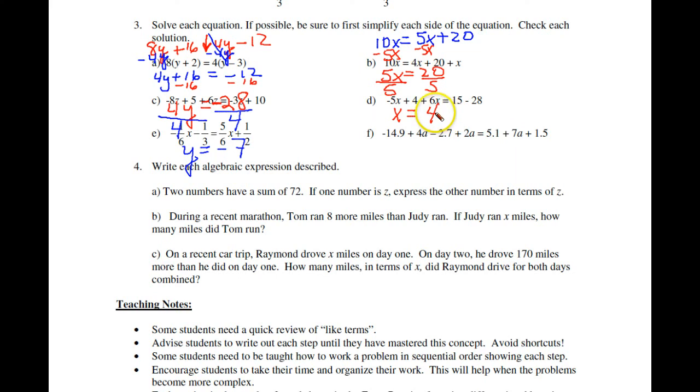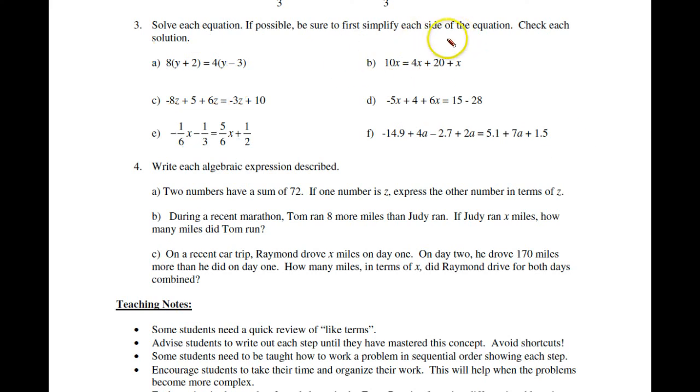Now if I put my 4 back in the original, it should check. So let's try it here for a moment. We said here x was equal to 4. So 10 times 4 equals 4 times 4 plus 20 plus 4. So this is 40 equals 16 plus 4 plus 20. So 40 equals, this is 20 plus 20 is 40.